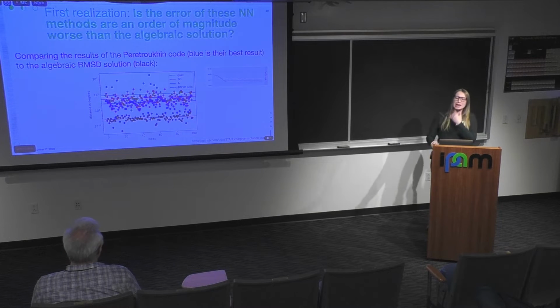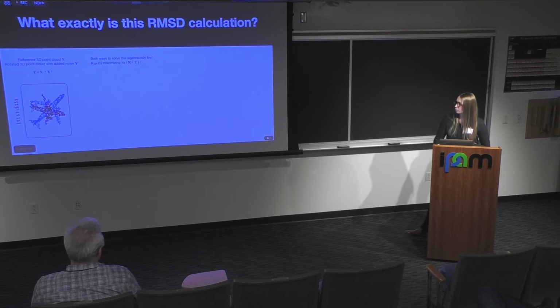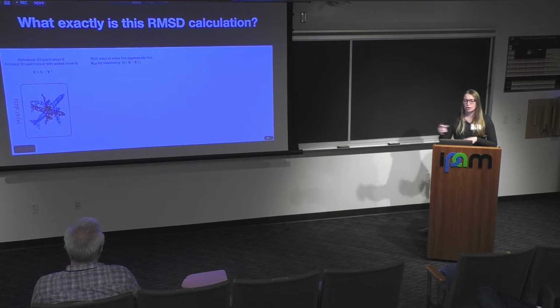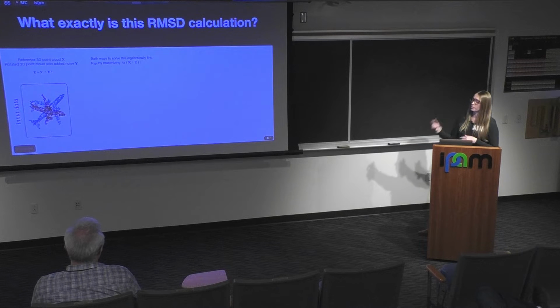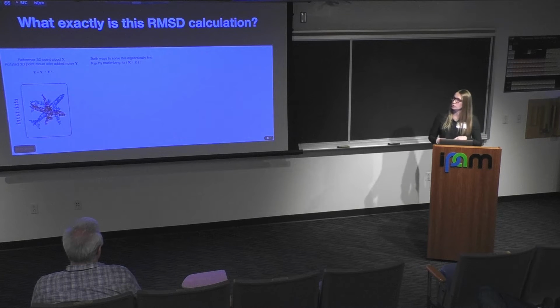But it remains to be asked, why is it that this neural network does not do well in this problem, and why is it that quaternions are doing the worst of all of these different frameworks? Just to go into more detail of what exactly this RMSD calculation is, other people know it as Kabsch's or the generalized Procrustes problem. It's been reinvented multiple times in aerospace and biochemistry.